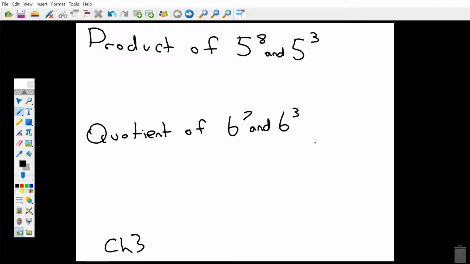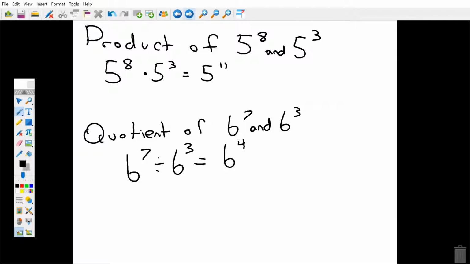The answer is... Product, of course, means multiply. So you're multiplying here. When you multiply, you add the exponents. 8 plus 3 is 11. The answer is 5 to the power of 11. Quotient means divide. And when you are dividing, you are subtracting the exponents. 7 minus 3 is 4. So 6 to the power of 4.